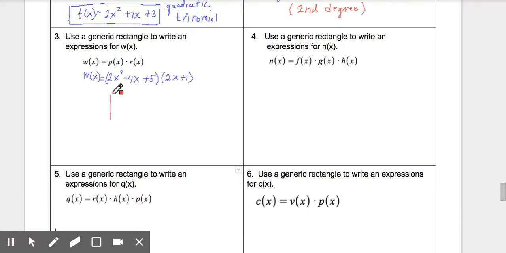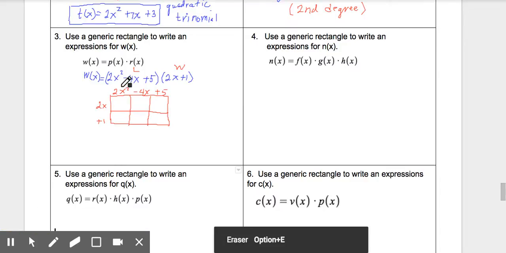Okay, let's draw our rectangle. The length is 2x squared minus 4x plus 5, so we're going to put here 2x squared minus 4x plus 5. And the width is 2x plus 1, so we'll put here 2x plus 1.